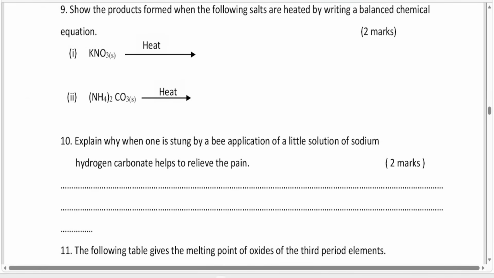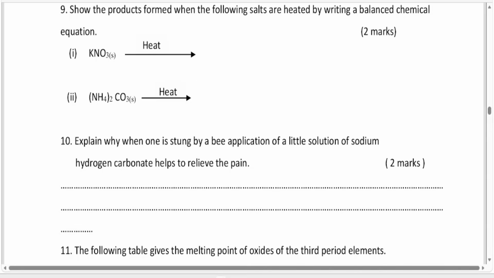Question number 9. Show the products formed when the following salts are heated by writing a balanced chemical equation. You need to remember the effect of heat on salts. The first one represents the effect of heat on nitrates. So here we have potassium nitrate.